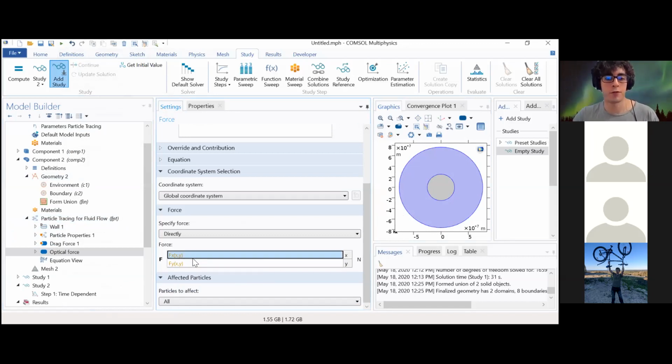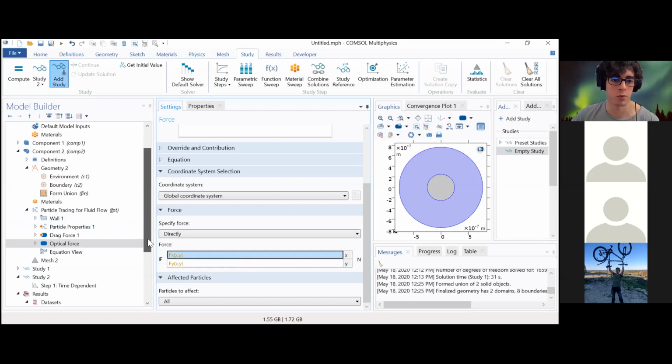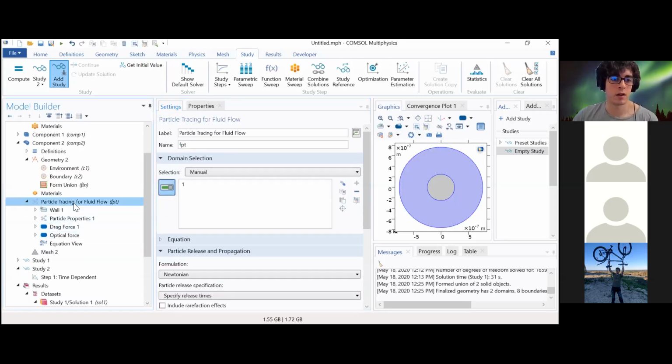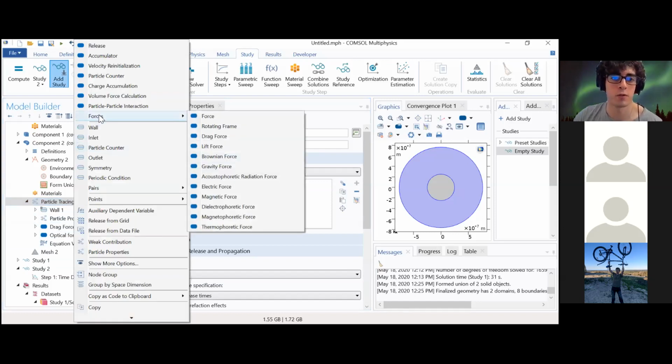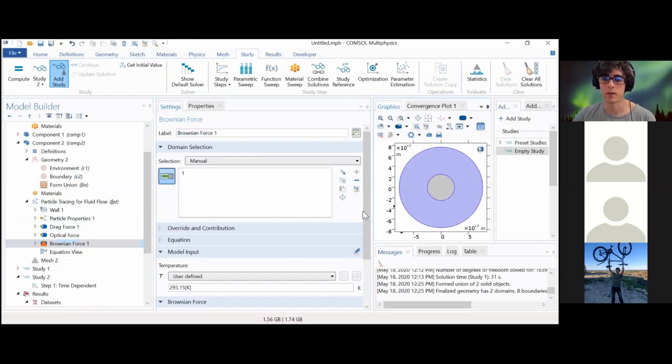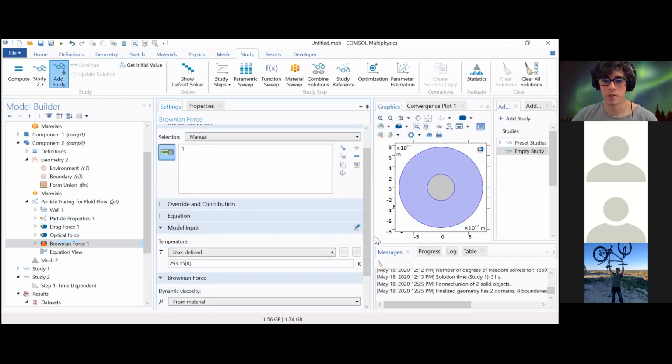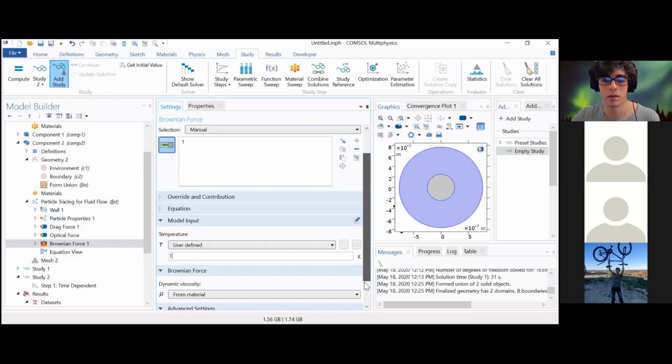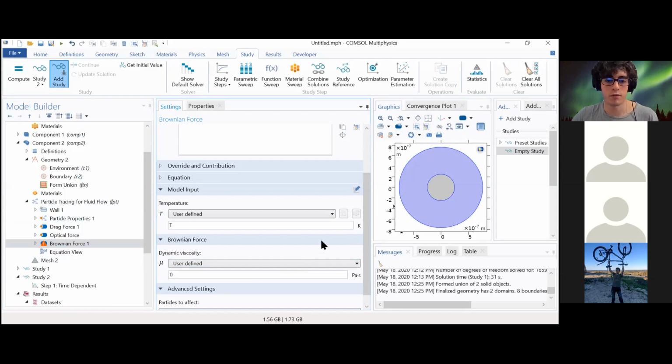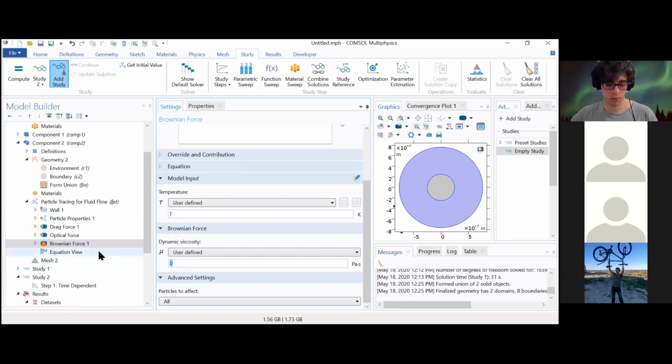So first we need to find a way to actually extract them from the previous simulation. But for the moment, I will just assume that we have them already as functions of x and y. Next, finally, we add a final force, which will be the Brownian force. And here, this Brownian force depends on temperature. So I will add it here. And from also the viscosity, we'll add it also from the parameters.